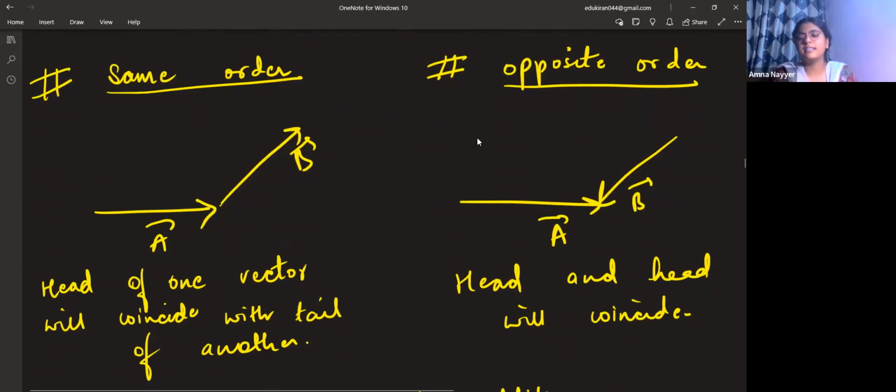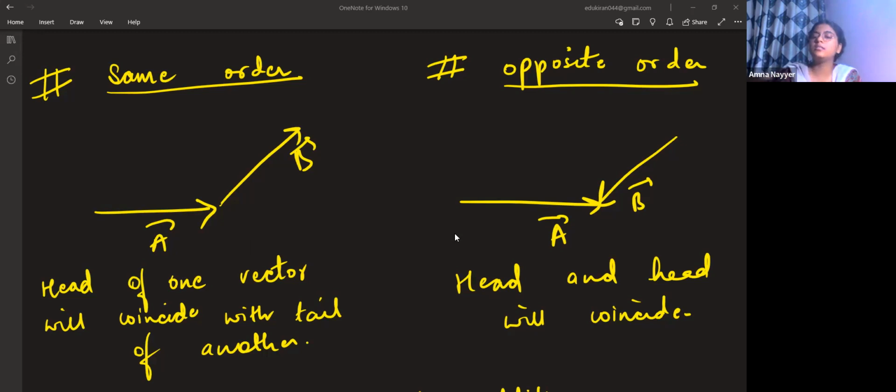See, one last thing I want to discuss. When it says two vectors are in same order and when it says two vectors are in opposite order. So same order means when one vector's head is coinciding with the tail of another vector. And opposite order means when both the heads are coinciding. So is your parallelogram law applicable to same orders or opposite orders?